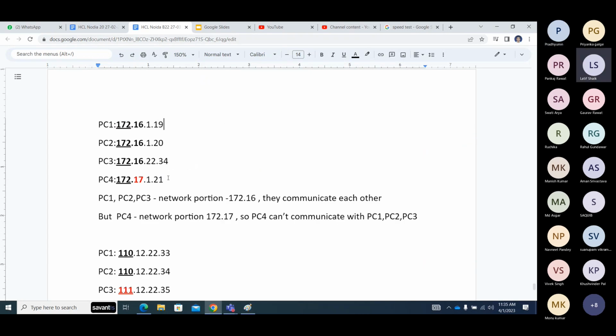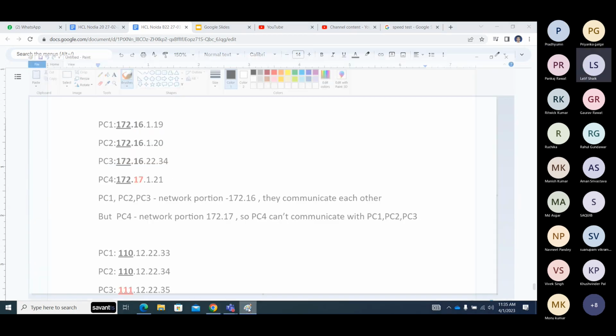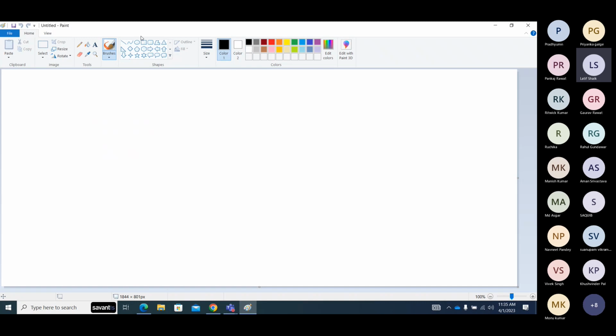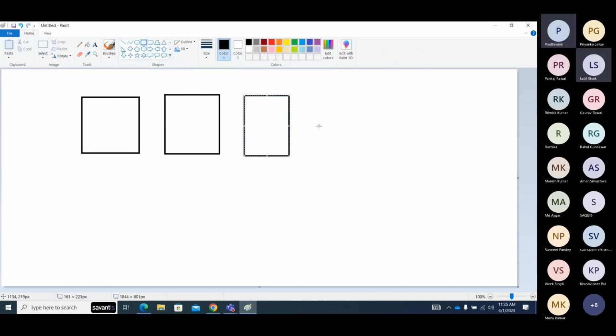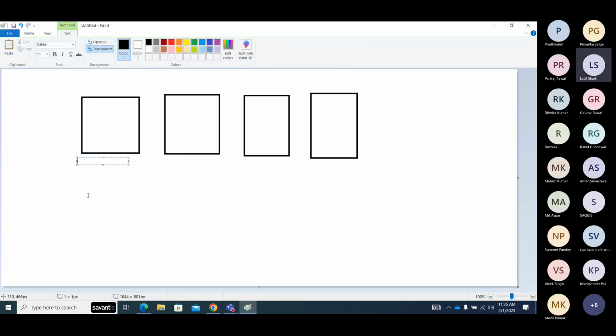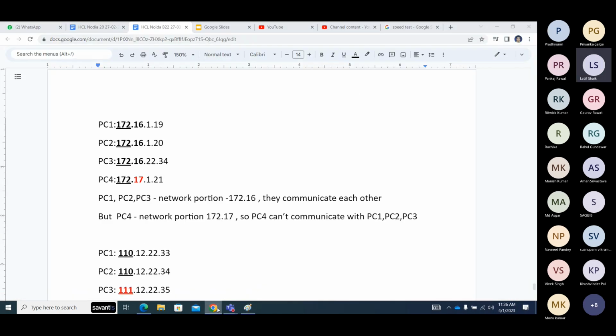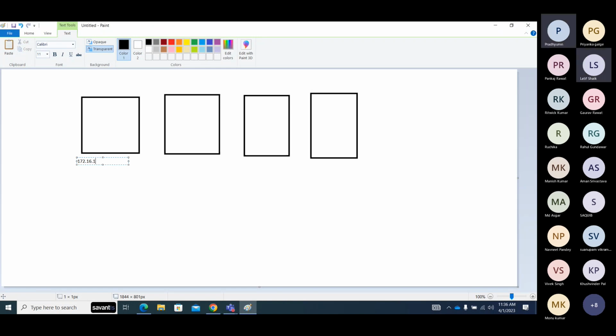Guys, I have taken four systems, because this PC does not have Packet Tracer. So I have taken four systems, four PCs. The first PC IP address is 172.16.1.19.